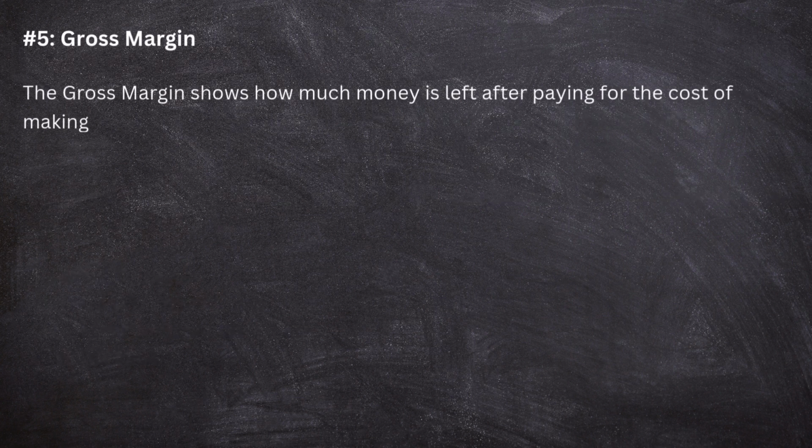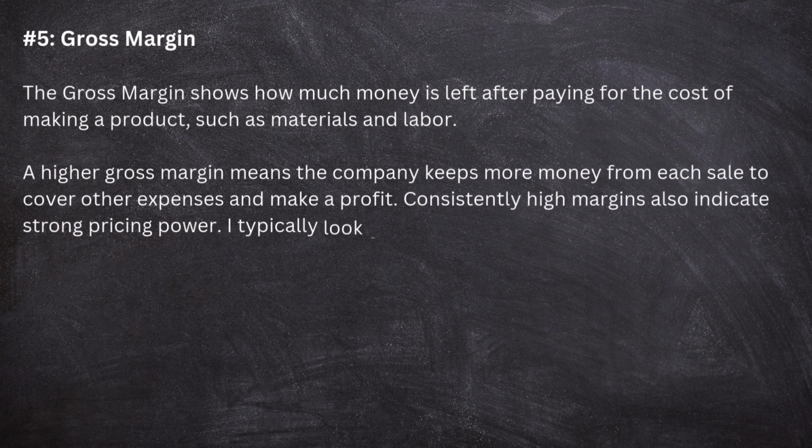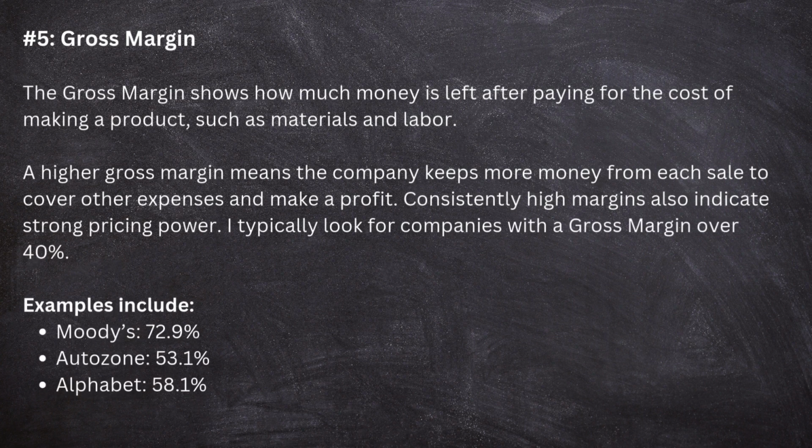Number 5, gross margin. The gross margin shows how much money is left after paying for the cost of making a product, such as materials and labor. A higher gross margin means the company keeps more money from each sale to cover other expenses and make a profit. Consistently high margins also indicate strong pricing power. I typically look for companies with a gross margin over 40%. Examples include Moody's, 72.9%, AutoZone, 53.1%, Alphabet, 58.1%.